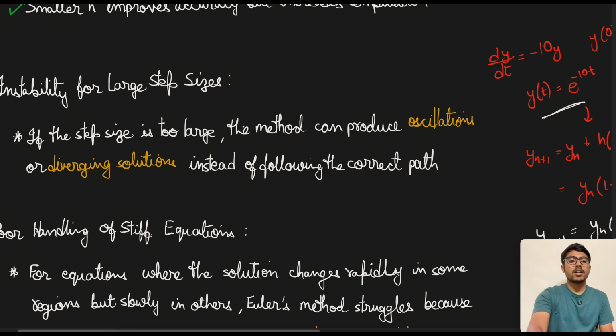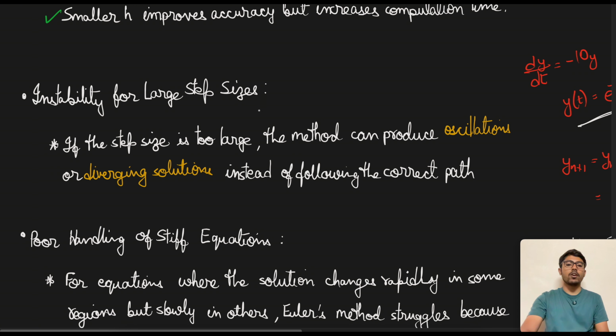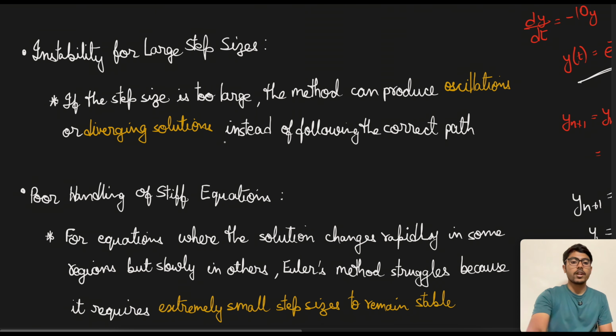Alright. Next we come to poor handling of stiff equations. For equations where the solution changes rapidly in some regions but slowly in others, Euler method struggles because it requires extremely small step sizes to remain stable, right? As mentioned previously, a curve like this, which is more likely to be an impulse, is going to change rapidly in some regions but not in others.